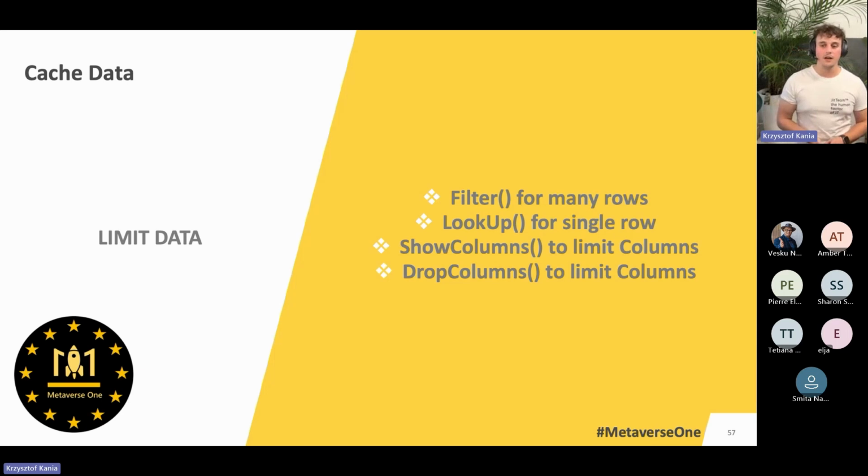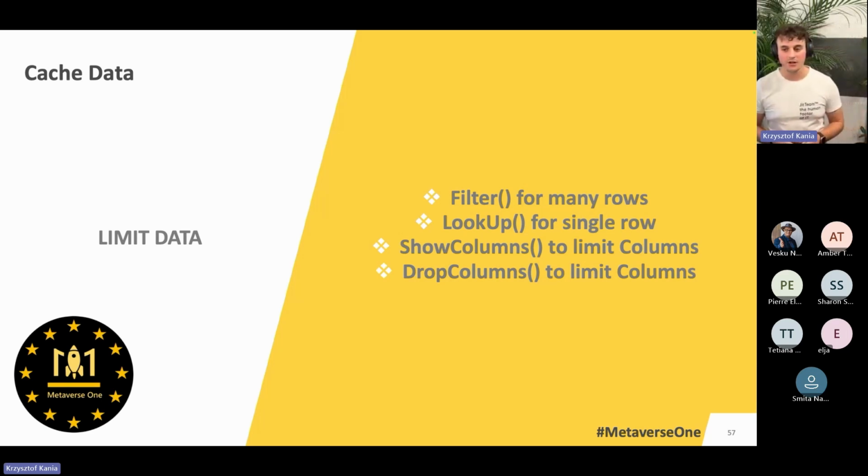So if we can limit rows to our needs, we can also limit columns. And we have two functions in Canvas apps available for that purpose. So it will be show columns. You decide which columns you want to keep, because maybe you just want to keep 3 columns out of 20 because you only need those 3. And the opposite is drop columns. So you have 20 columns and you want to get rid of 5 because 15 is what you need. So it's quicker for you as developer to say, I don't need those 5.